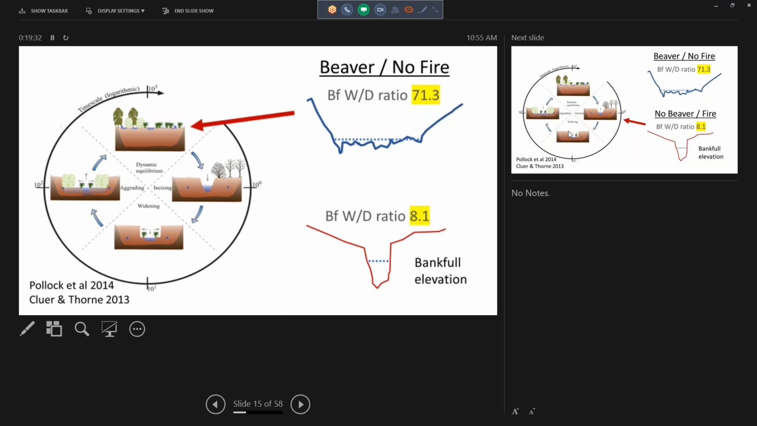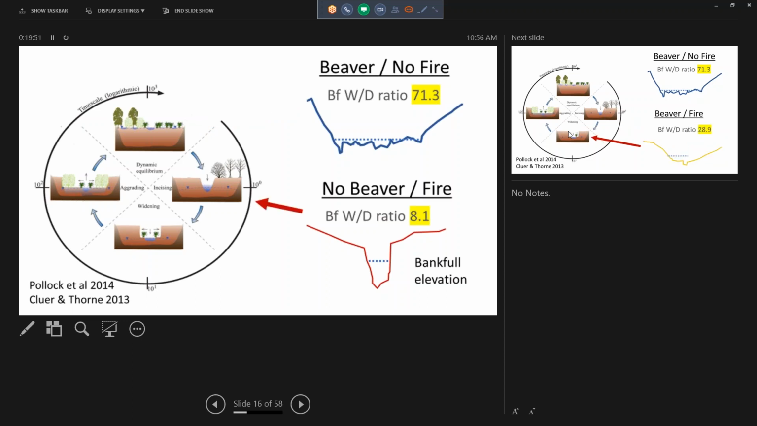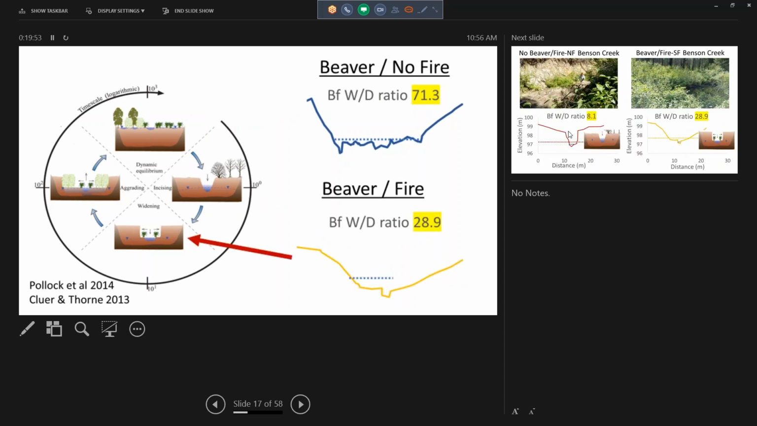Here is a 2014 stream channel that was impacted by fire, and you see the width-depth ratio is much lower. We have a very incised channel where even at high flows, 2-year flows, Q2 flows, even 10-year flows, this channel is not getting out of its bank. And then, lo and behold, beaver in a burned system jumped all the way into what looks like a widening phase in the same amount of time.